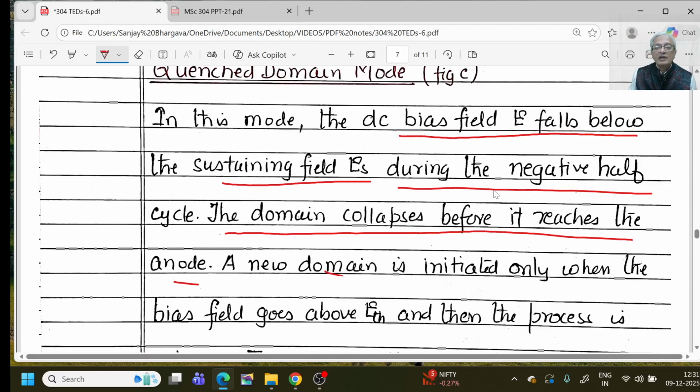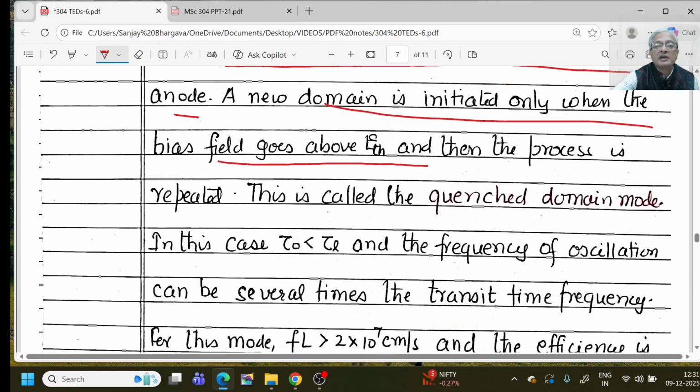A new domain is initiated only when the bias field goes above ETH. Then the process is repeated. This is called quenched domain mode. In this case, tau 0 is less than tau L.